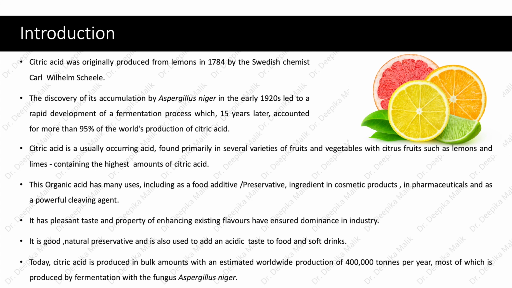Its pleasant taste and property of enhancing existing flavors have ensured its dominance in industry. It is a good natural preservative and is also used to add an acidic taste to food and soft drinks. Today, citric acid is produced in bulk amounts with an estimated worldwide production of 4 lakh tons per year, most of which is produced by fermentation with the fungus Aspergillus niger.